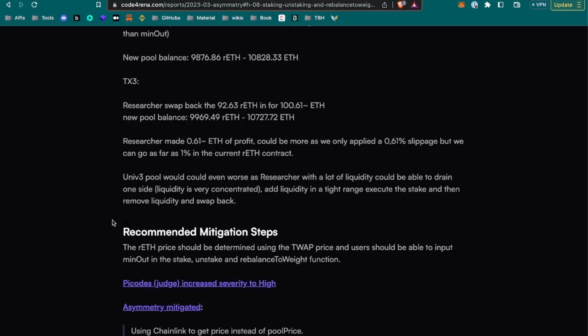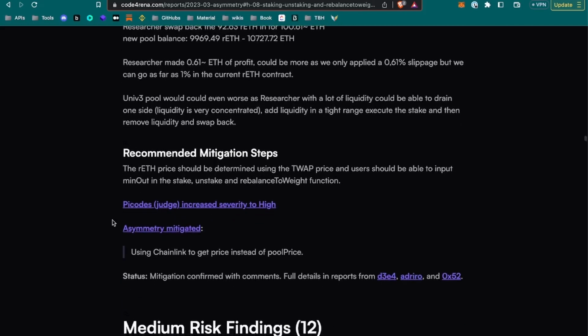So the recommended mitigation steps: the rETH price should be determined using swap price, and users should be able to input minimum out in the stake and rebalance to weight function.